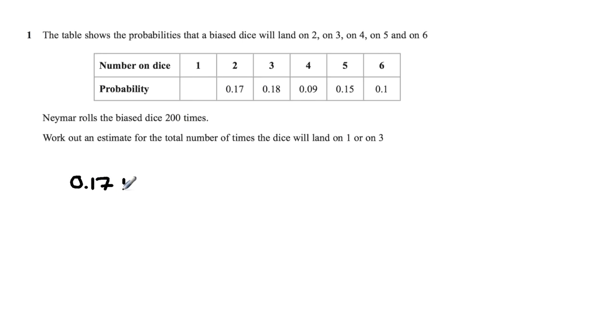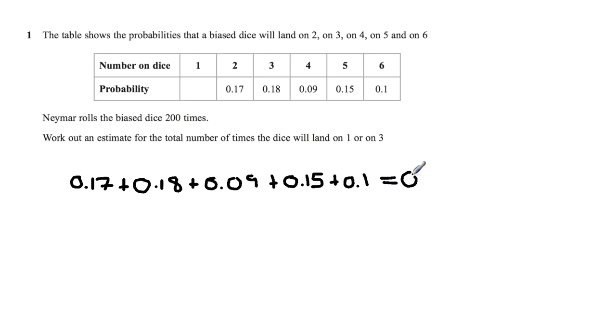0.17 plus 0.18 plus 0.09 plus 0.15 plus 0.1, which equals 0.69. Therefore, I'm going to take away 0.69 from 1, which equals 0.31. Therefore, the probability of 1 is 0.31.